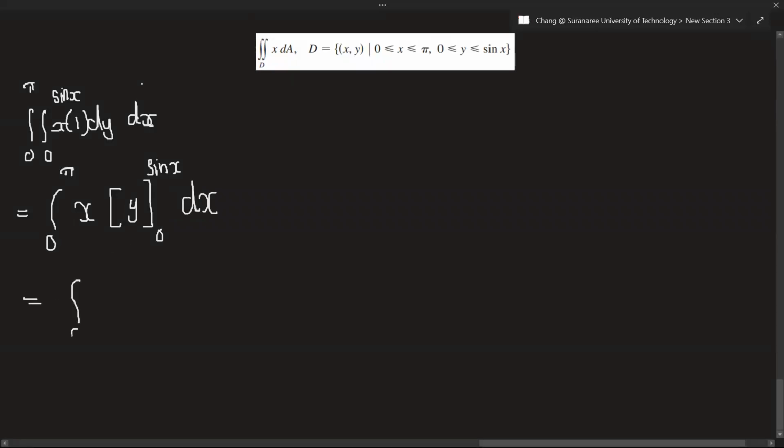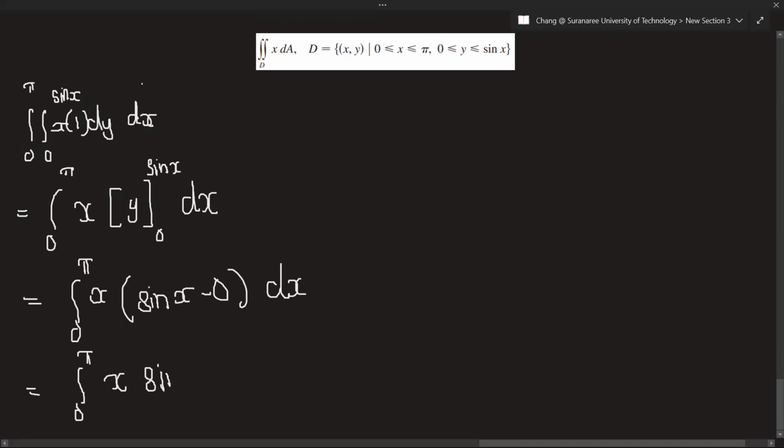So 0 to pi, x will be x. And the value of y is sine x minus 0 dx. All right, so let's multiply. So 0 to pi of x sine x. All right, so by looking at this, we can easily know that there is 2 x and sine x.